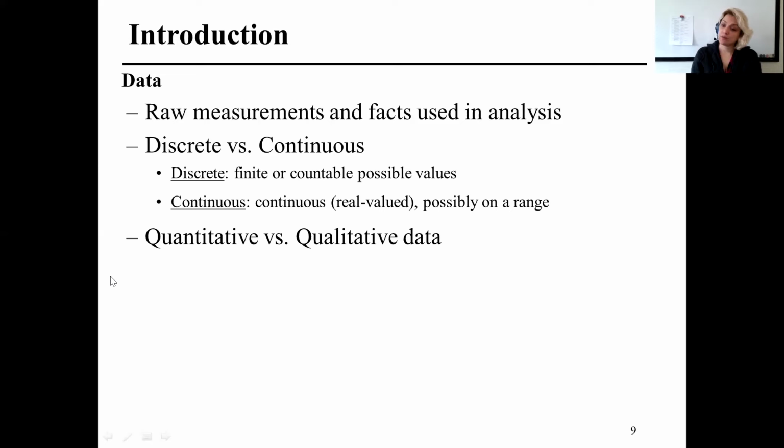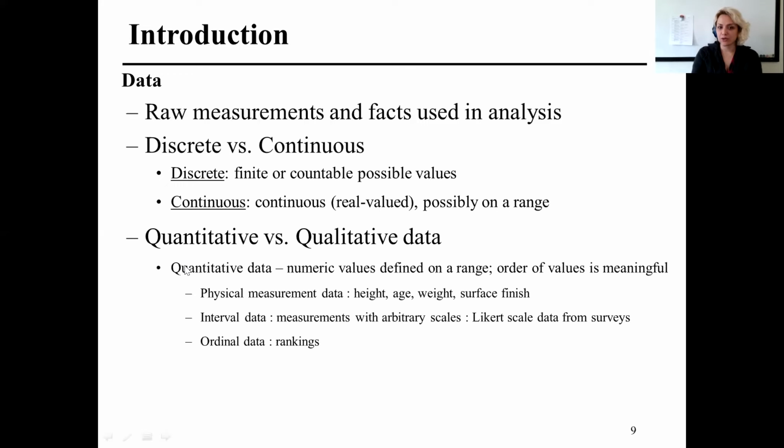The other type of data that we have is quantitative versus qualitative data. With quantitative, the quantity is important, right? It has the numeric value of it. For example, you go and buy 2 pounds of apples, right? So this 2 is the quantity here. So it has a numerical value defined on a range. Order of value is meaningful. For example, height, age, weight, surface finish, rankings, measurements, interval data, all of these ones.